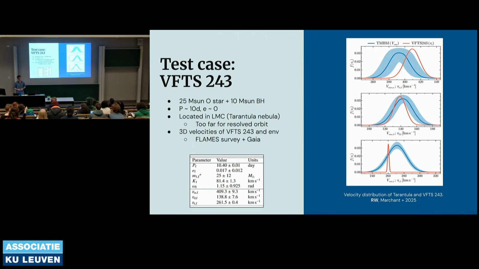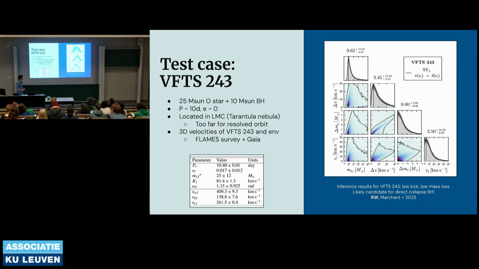This is telling us that the velocity of the system today isn't so different to the velocity of its environment. Again, consistent with a direct collapse explosion. And if I go back here, this delta V is the change in system velocity. Again, it's very low. 3.45 is a very small difference.